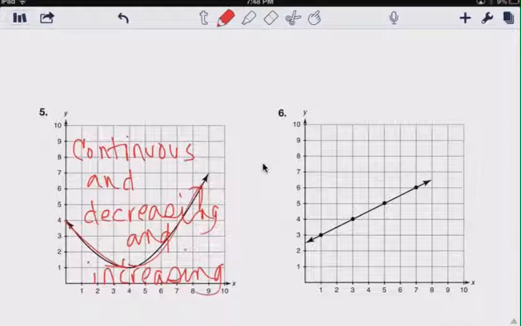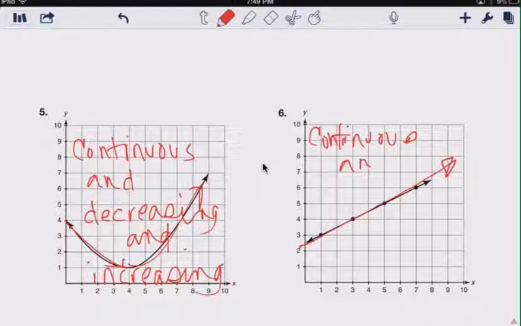Alrighty, number 6. The graph is continuous because there's a line connecting them, okay, and the dots are all connected. And it's only going in one direction of increasing, from left to right. Okay, that's an easy assignment tonight. That's all.